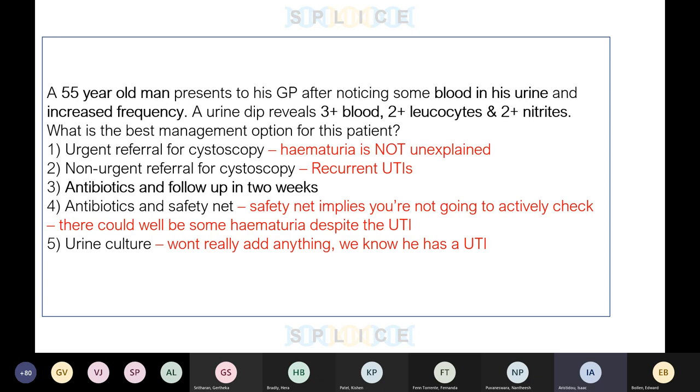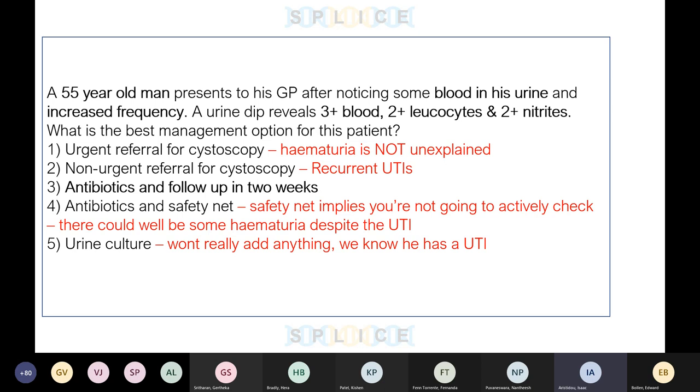So this man is of age where you start worrying about potential bladder cancer with frank hematuria. But the point I'm trying to illustrate here, for nuanced reason, just nicheness, is he doesn't warrant an urgent referral because the hematuria is explained, because he's got an underlying infection. So that's why the third one's correct, because you're going to treat this infection and then you're going to actively follow it up once it's cleared and ensure that there's no residual hematuria. Then that would warrant your 2 week wait referral.